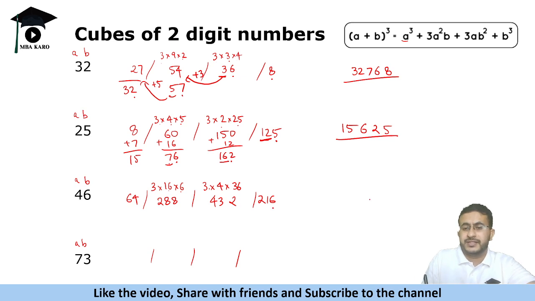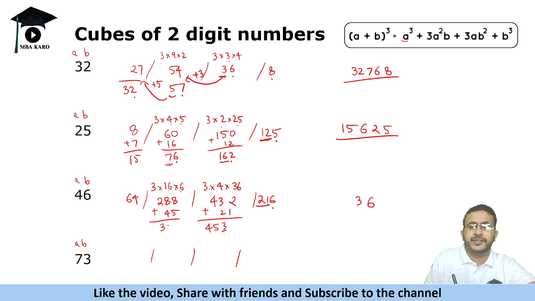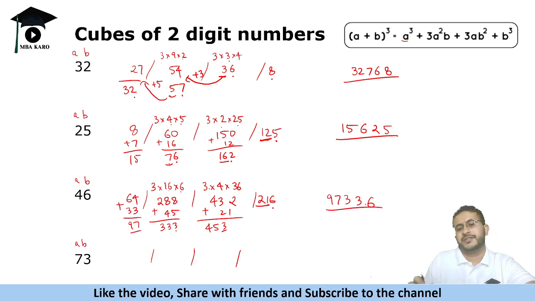So 16, last digit is 216, last digit is 6, add 21, 453, write 3. Okay, 45, 3, 3, 3. Okay, you write 3 here, and 33 carries, becomes 97. So this is the last digit, 97336. Instant cube of three digits.